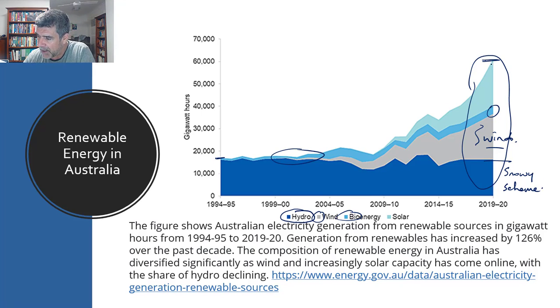But the other one that we are seeing, and you only have to take a drive around your local neighborhood and look up at the roofs, you'll see that the uptake of solar is increasing. And this makes sense in a country like Australia, where we've got so much of the sun falling on our land surface, to be able to take advantage of that solar energy and to turn that into some sort of electric generation that we can then use or we can move from one place to another just makes sense. Generation from renewables has increased by 126% over the past decade.